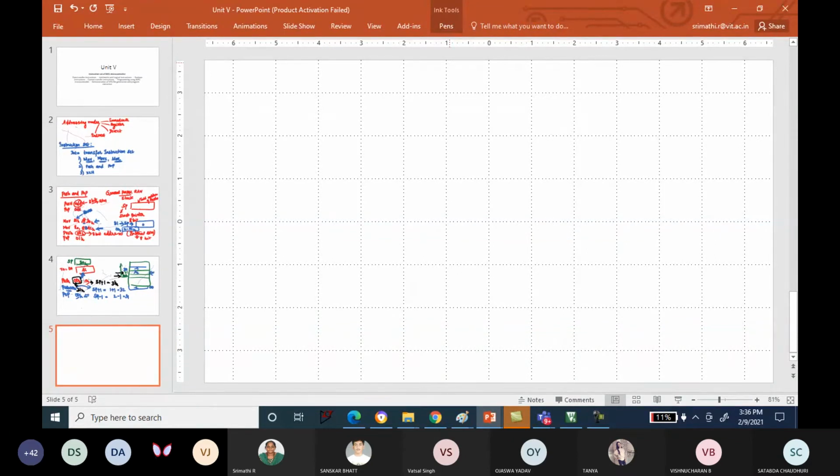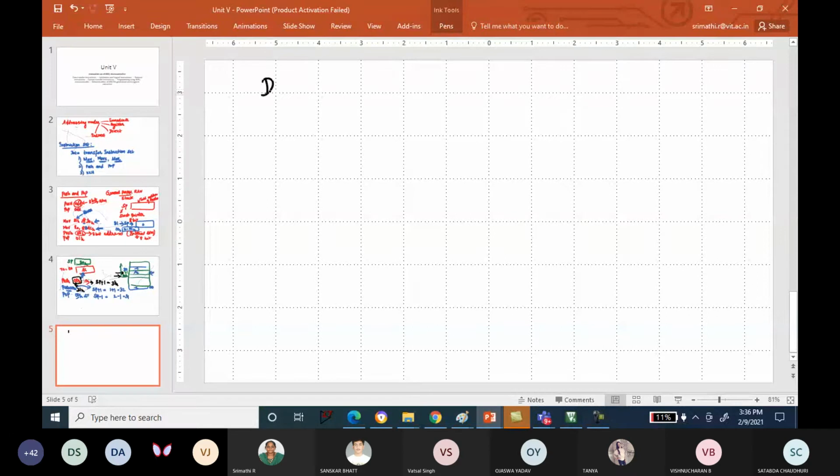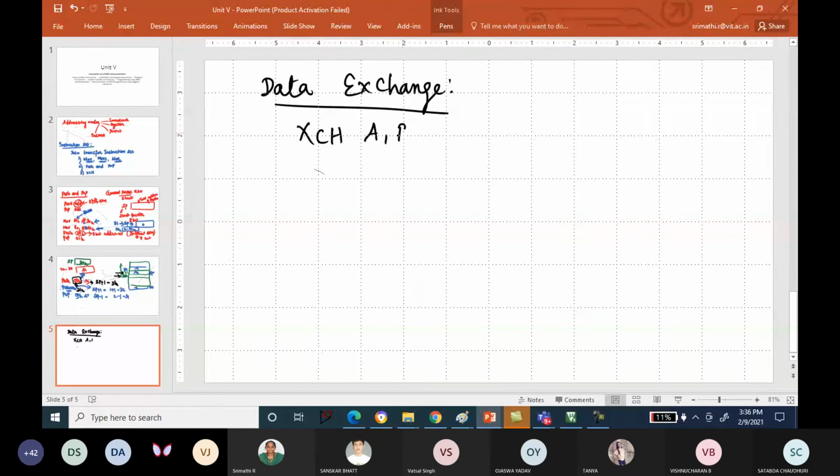So next is nothing but data exchange. For that data exchange, we'll be using the exchange instruction. Exchange instruction will be represented by XCH A, R7. Okay, what is the meaning here? Let me assume that R7 is having 44, and the A accumulator is having 33.